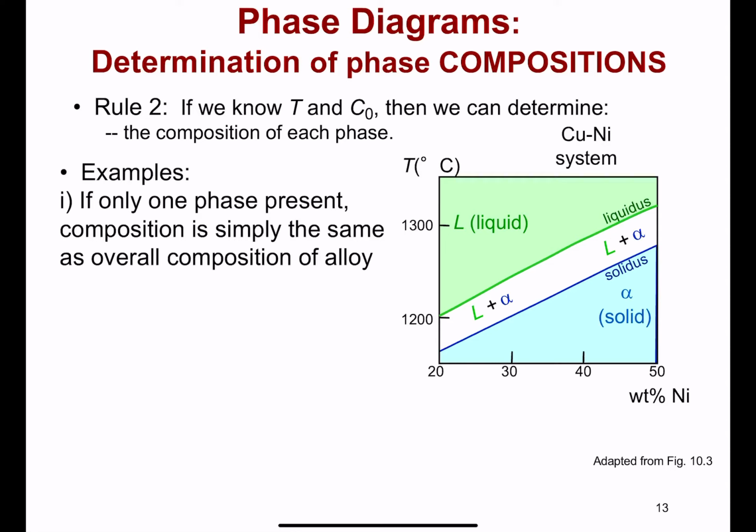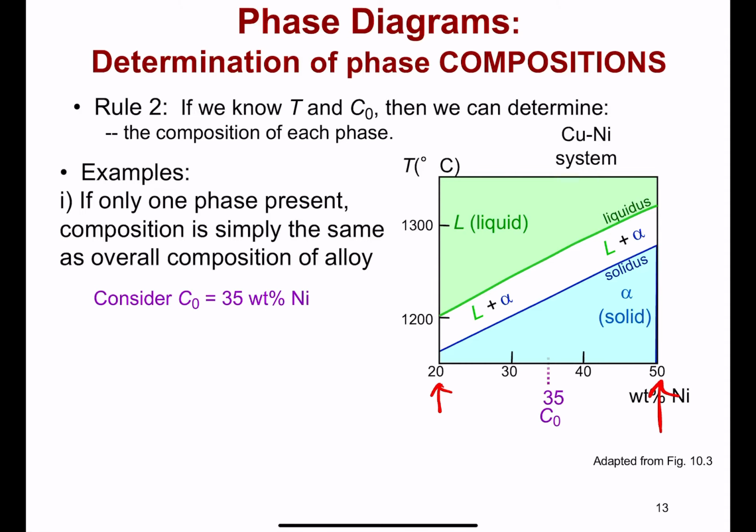Rule two, what else can we do? Let's look at a zoom in of that phase diagram. Notice that we're starting at 20 and ending at 50, so we're in the rightmost area, where we're half and half in metal by weight of nickel and copper. Rule 2 tells us that if we know the temperature and the concentration of the bulk specimen, the total thing, all averaged over the whole specimen, we can determine the composition of each phase.